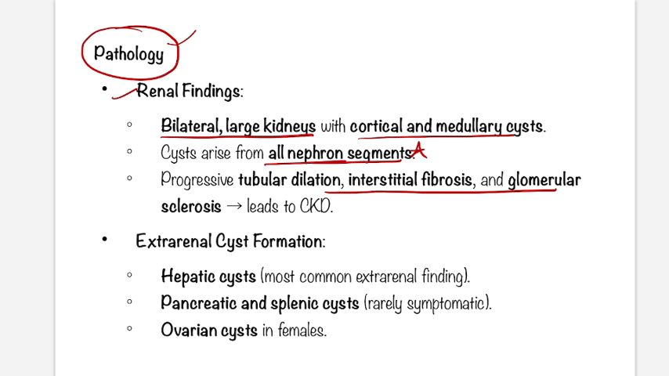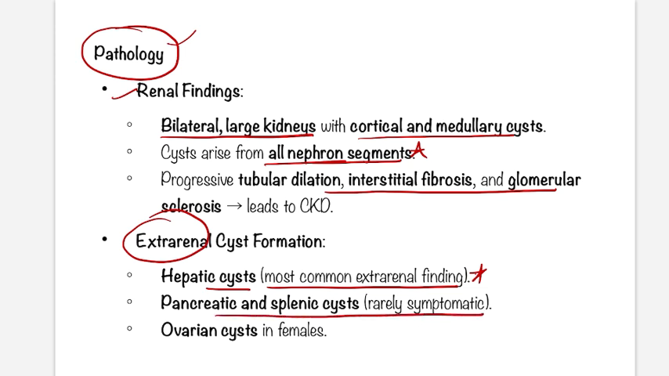What are the extra-renal cysts? As we discussed, hepatic cysts are the most common extra-renal finding. Pancreatic and splenic cysts are rarely symptomatic. Ovarian cysts in females are also seen.